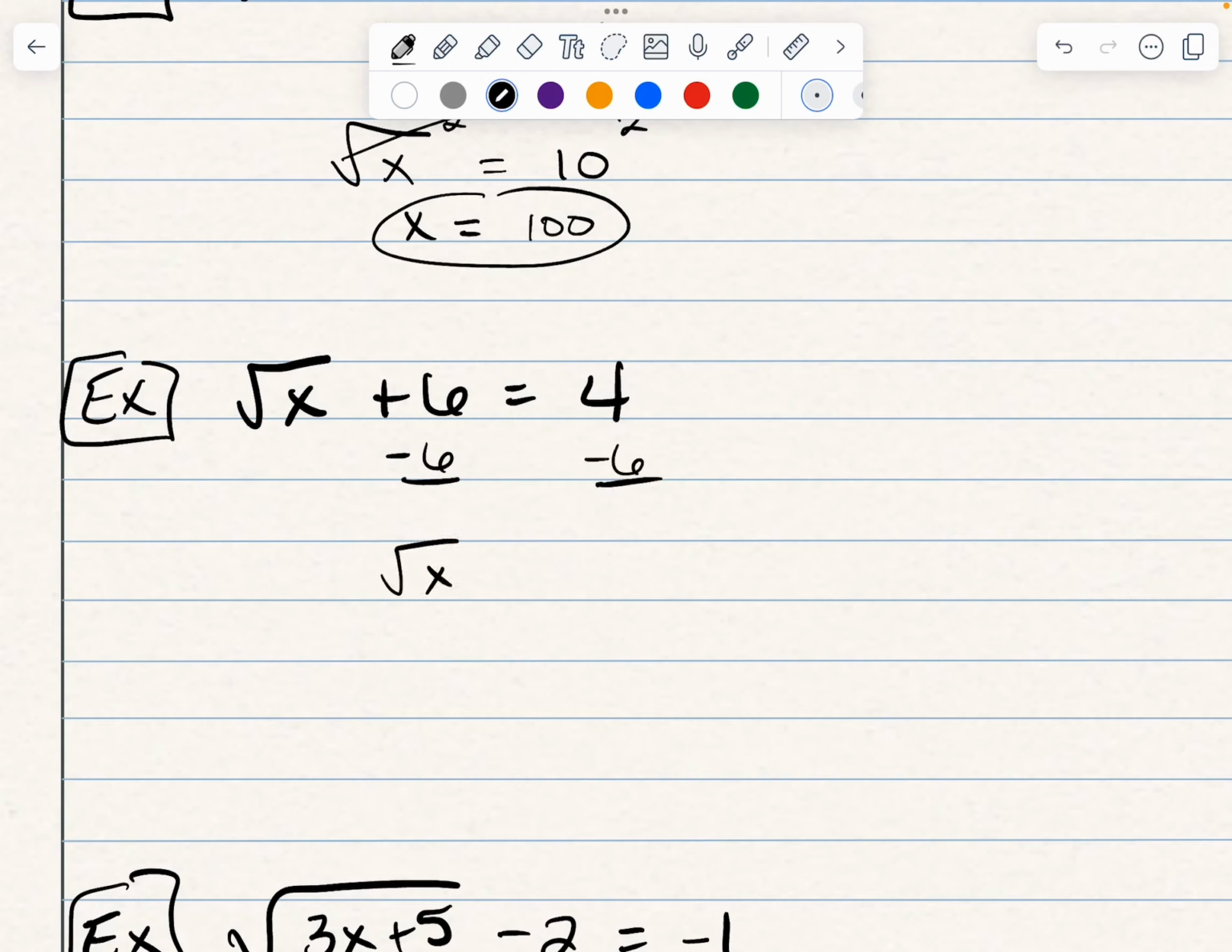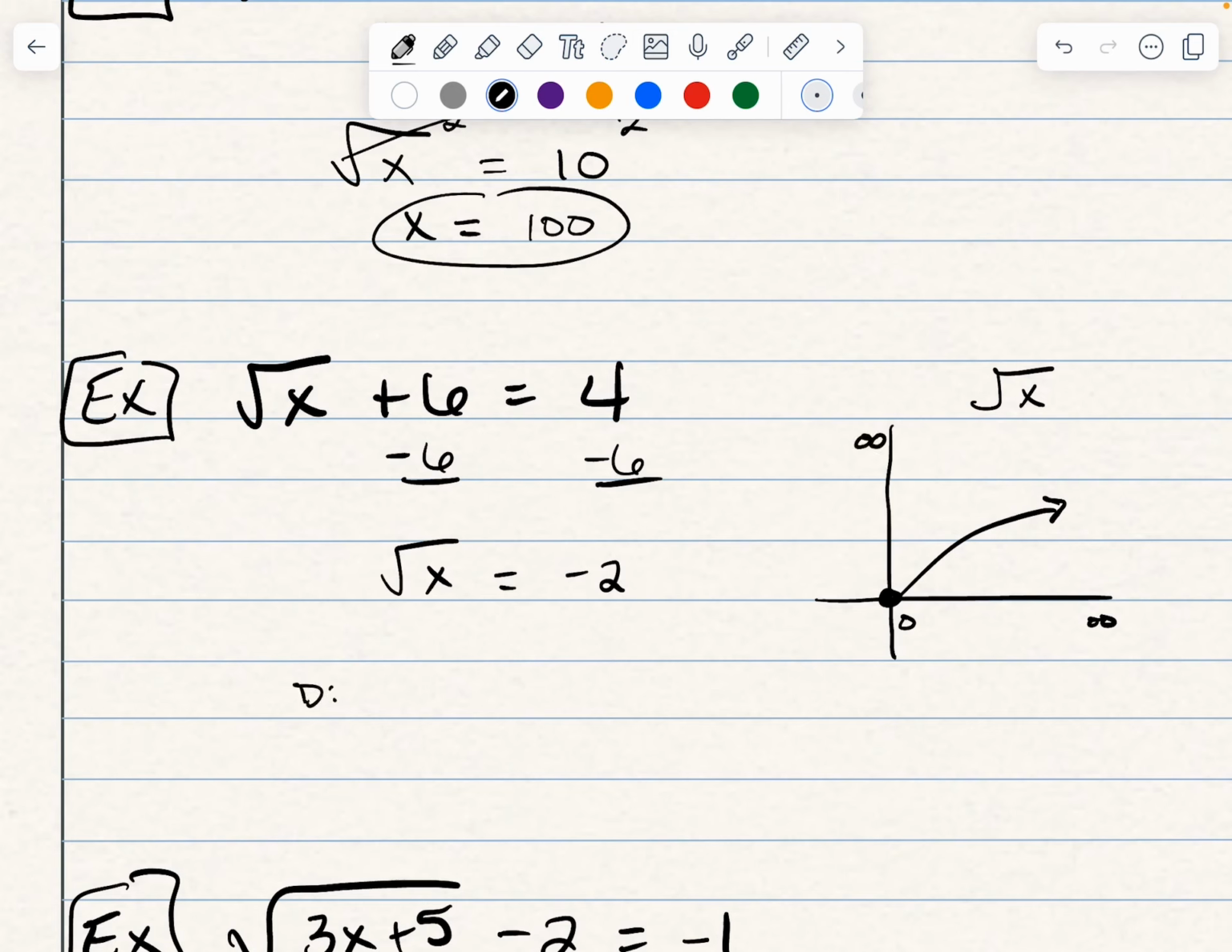Okay, for the next example, the opposite operation for us is to subtract 6 from both sides. We're going to get the square root of x is equal to negative 2. So you might be thinking, well, Coach, we're just going to square both sides, and that would be our answer. But what's important to remember about square roots, if we think about our parent graph of the square root of x, it starts at 0 and goes to infinity on the x-axis, and starts at 0 and goes to infinity on the y-axis.